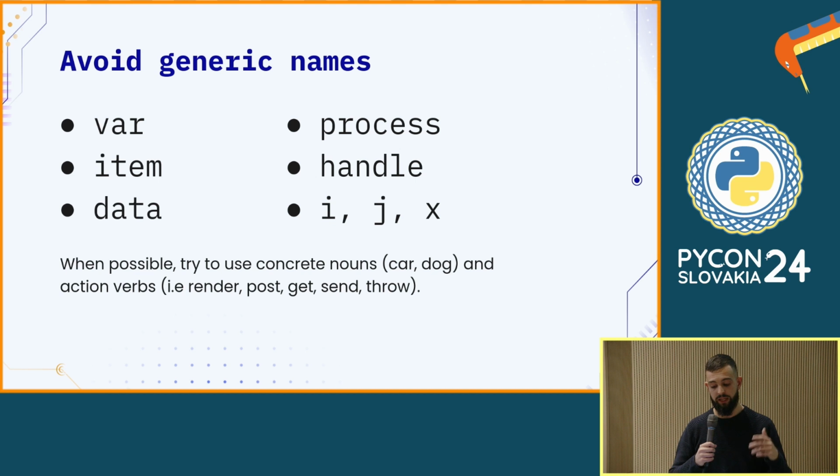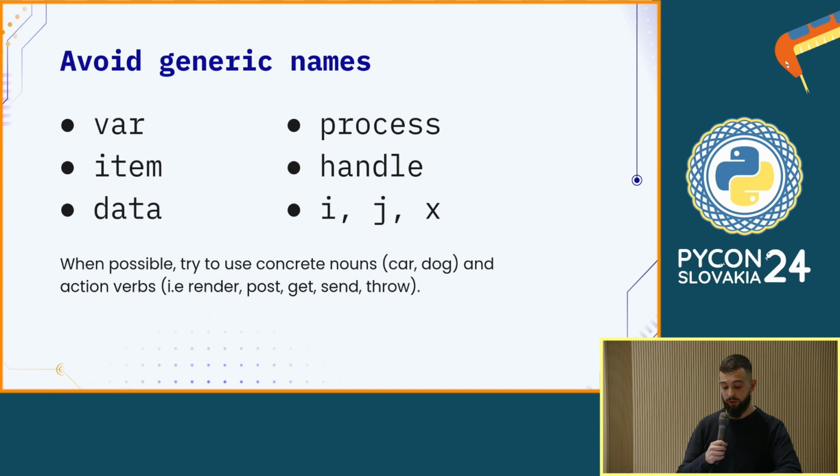Same goes for counters like i, j, x. Even if you're counting something very simple, it's usually good to be kind to the people who read the code and give meaningful names to those things, or to that counter that you're carrying.